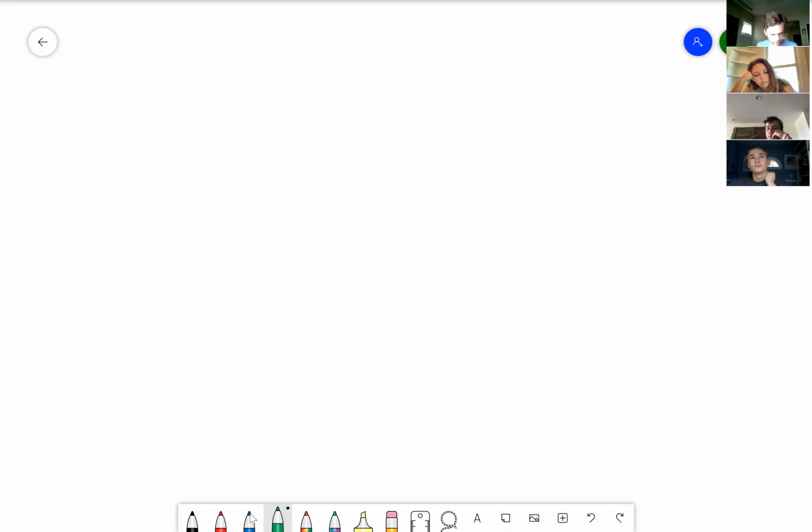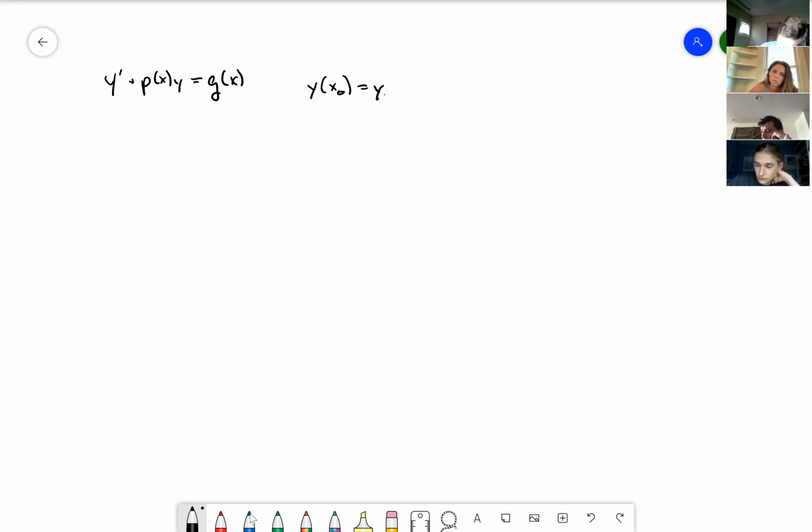So far we've looked at a couple of different methods for solving first order linear initial value problems. So what we have for a first order linear initial value problem is y prime plus p of x y equals q of x, and we have some initial condition, y of x zero equals y zero. So this is some point in the plane which our solution passes through.